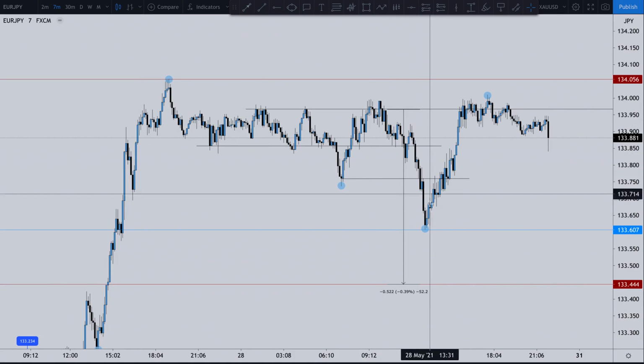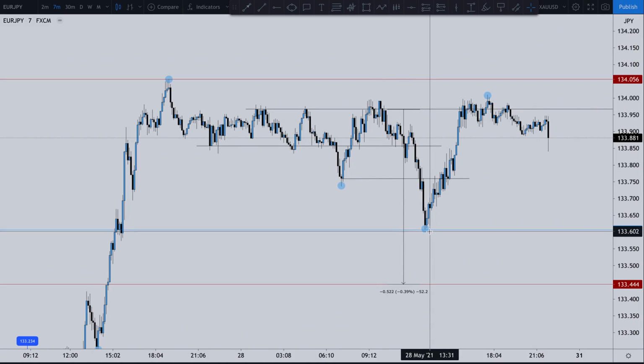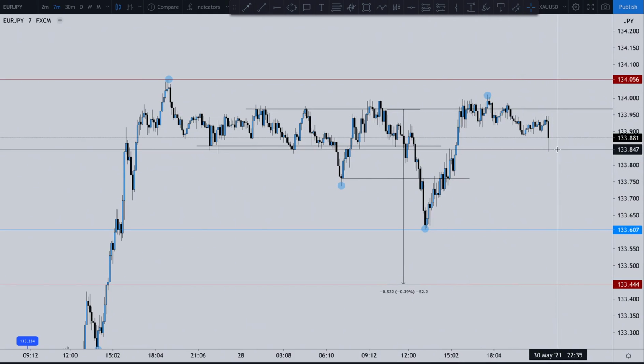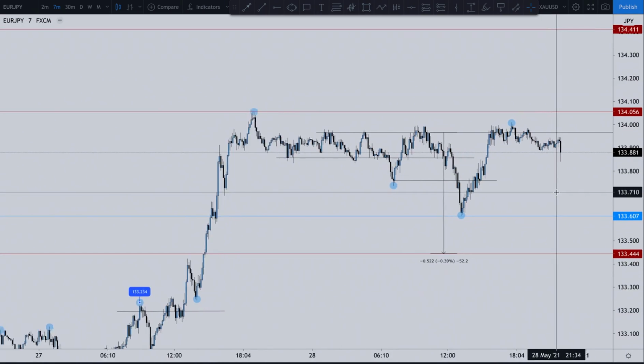let's just say 134 into 133.60, 40 pips or so. I was looking for around 50 to 60. We nearly got there, but then the market reversed and came back up to base point. So this is obviously where it needed to close on the Friday, around 133.90 to close out the week.